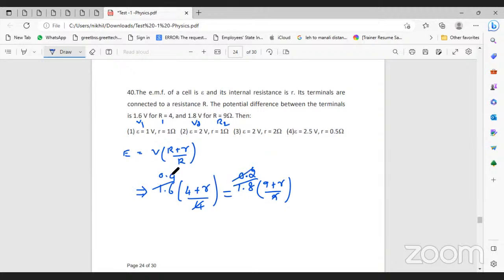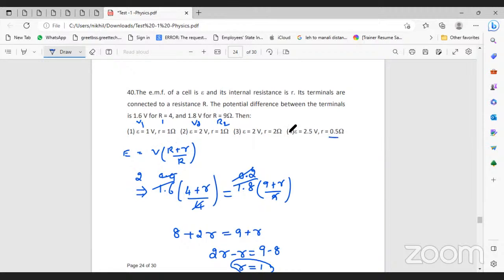So 0.2 ones are 0.2, twos are... Multiply this 2 inside. 2 into 4 will be 8 plus 2 into R will be 2R. So this is 9 plus R. So what are you going to get? 2R minus R equals 9 minus 8. So 2R minus R will be equal to 1. 9 minus 8 equals 1. So R is equal to what? 1. So R value will be 1.